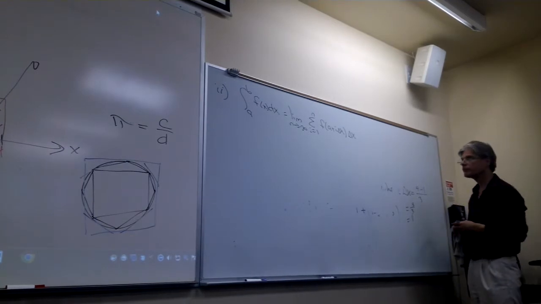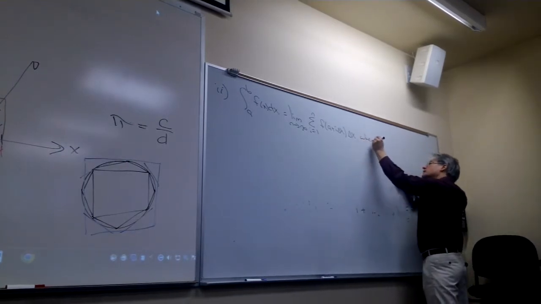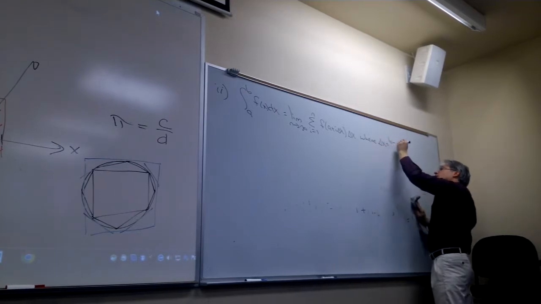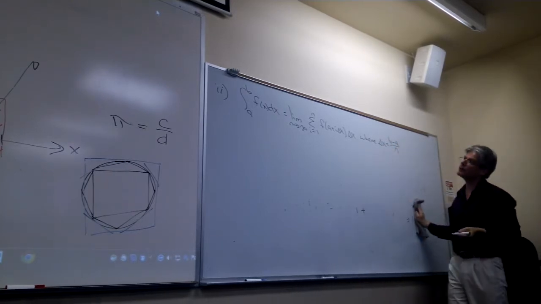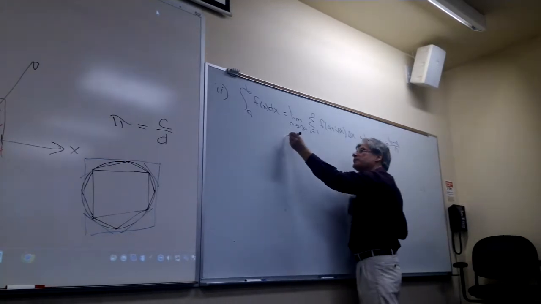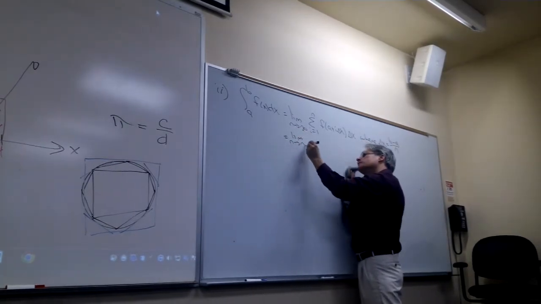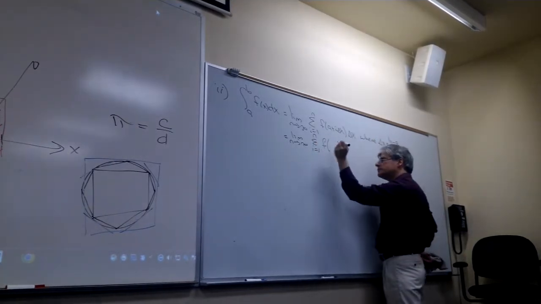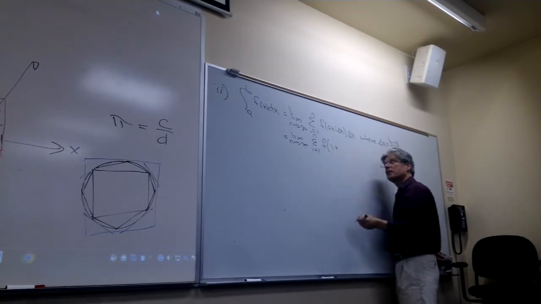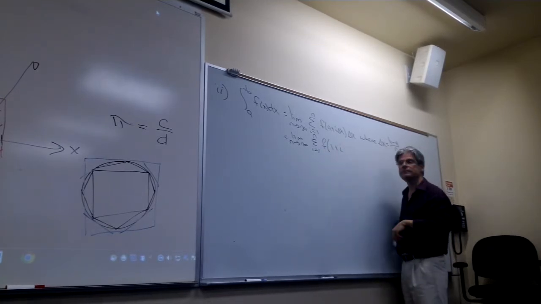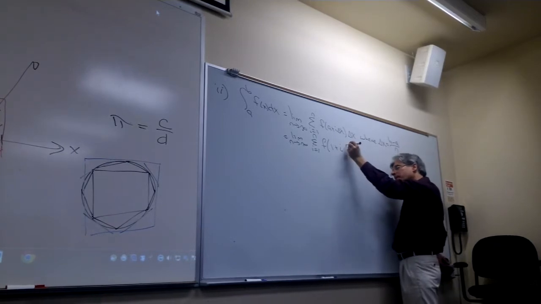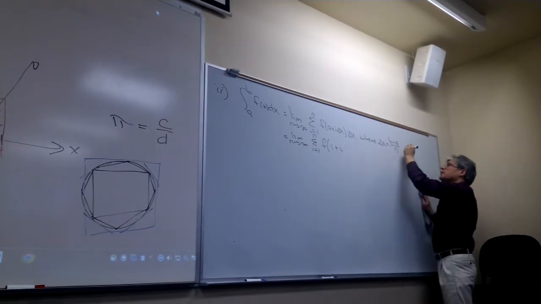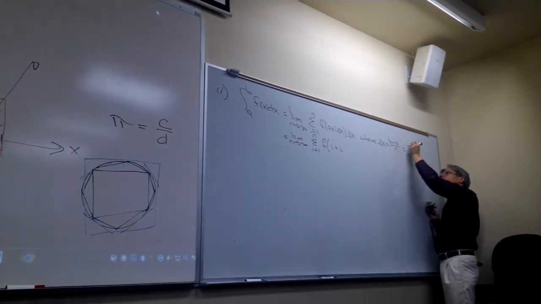Where delta x is equal to (b minus a) over n, because I'm considering a regular partition of the interval from a to b. And in this particular example, a is 1, plus my i times delta x, where delta x is (b minus a) over n. Okay, in my example, what's b minus a? It's 4 minus 1, which is 3. So 3 over n.